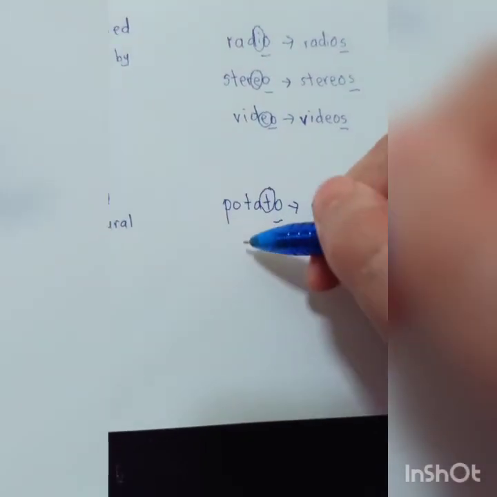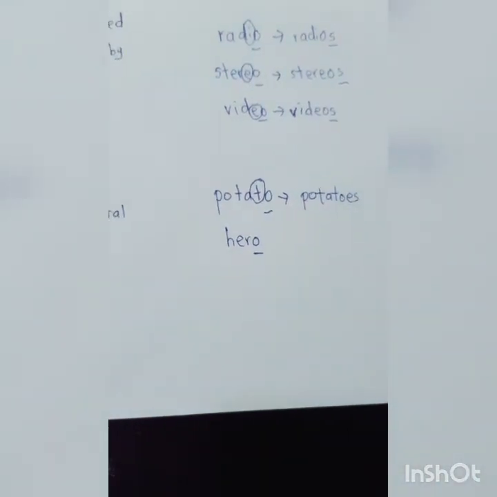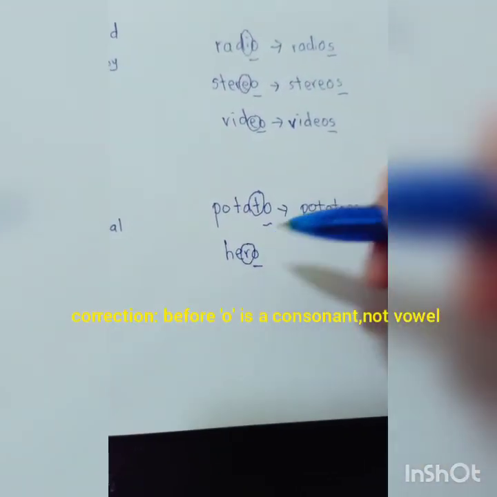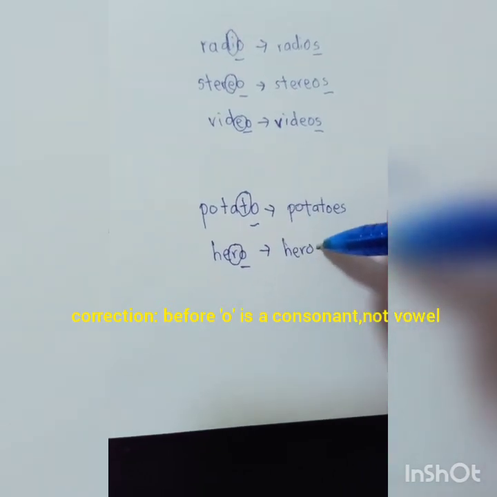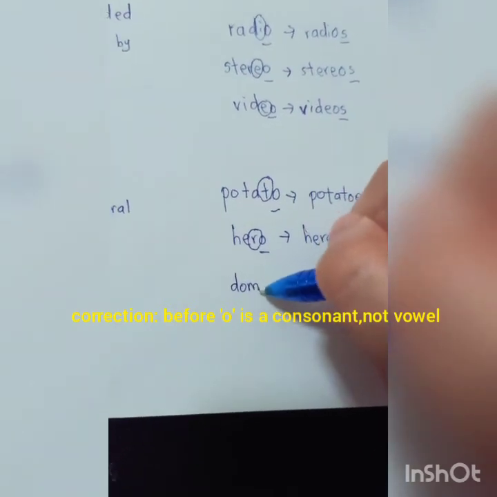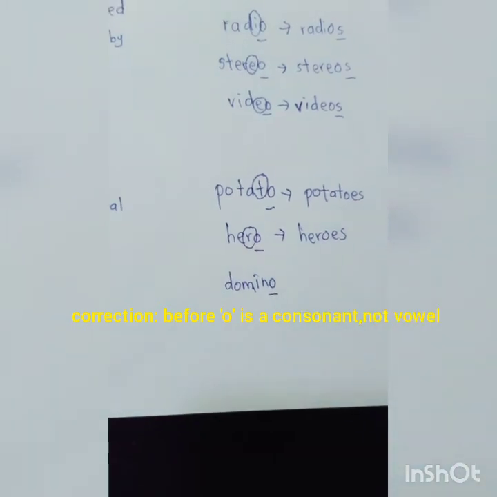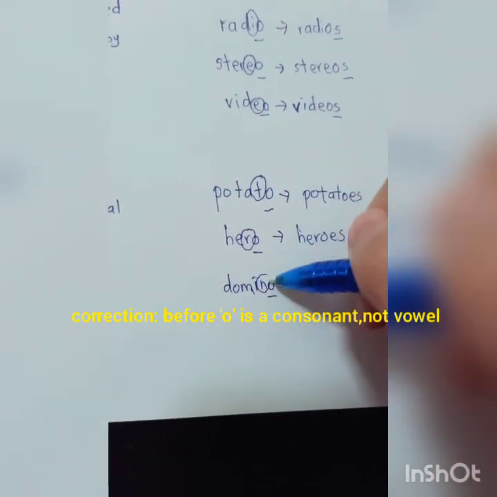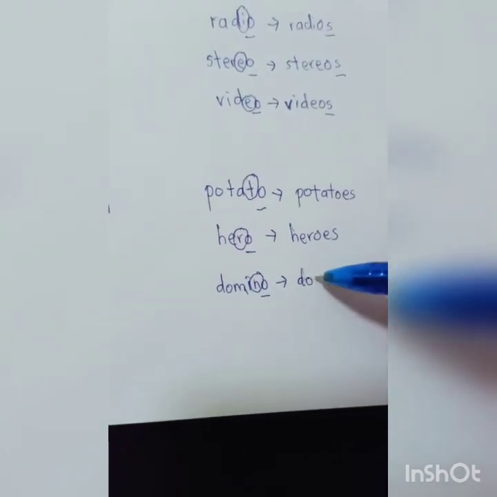Hero. So it ends with O, and before O it's a consonant. So we just have to add es at the end. Domino. It ends with O, and before O it's a consonant, so we just have to add es at the end.